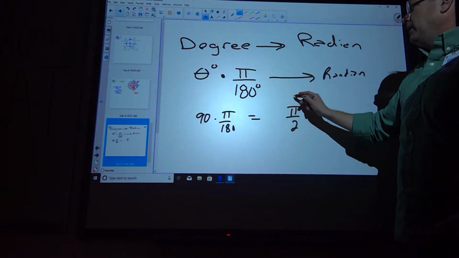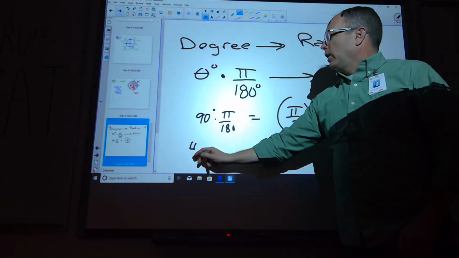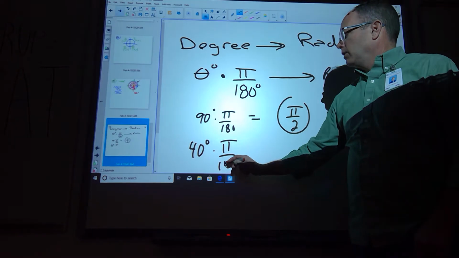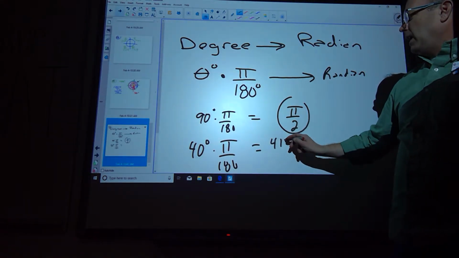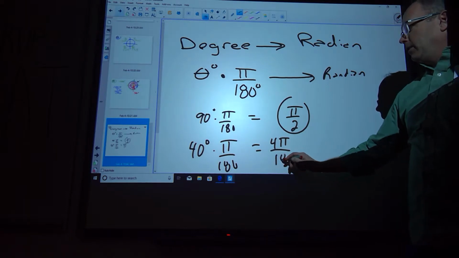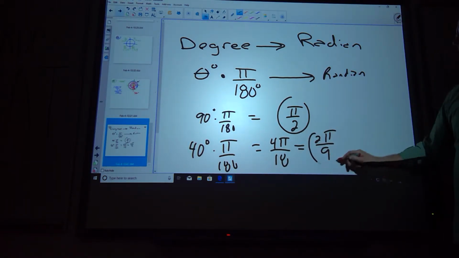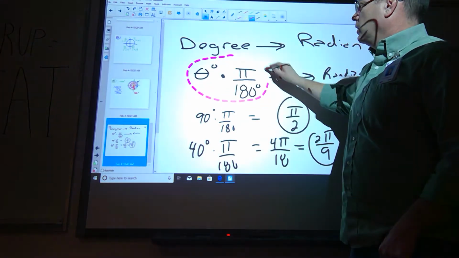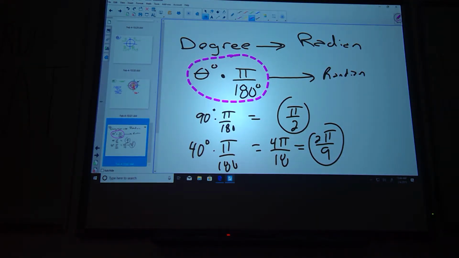Is that what we said 90 degrees is equal to before? So what about if I had, say, 40 degrees? I'm going to multiply that by pi over 180. Reduce where you can, so that's going to become 4 pi over 18, and that's going to become 2 pi over 9. So this is beneficial for you to know to go from degrees to radians.